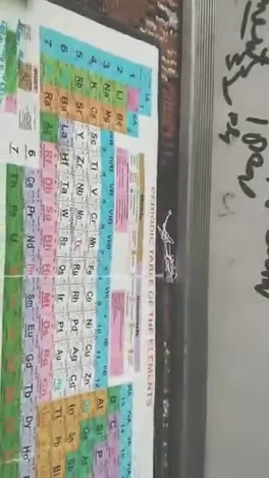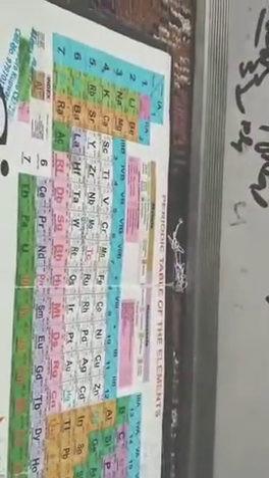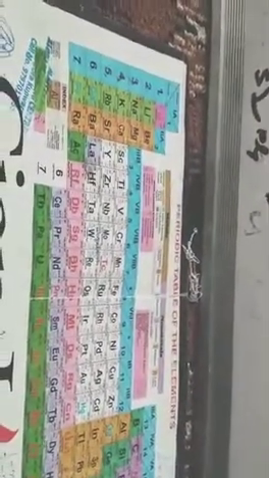This is the description of groups, the vertical columns. Then we have periods. Periods are horizontal rows. We have row 1, row 2, and so on. These are designated by the numerals 1 2 3 4 5 6 7. So we have 7 horizontal rows or 7 periods.